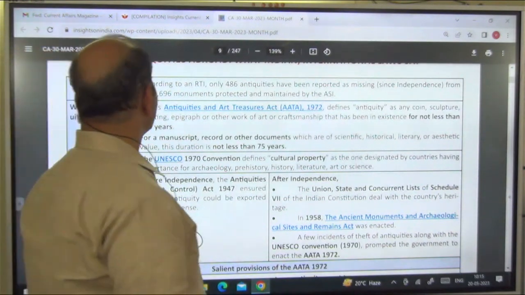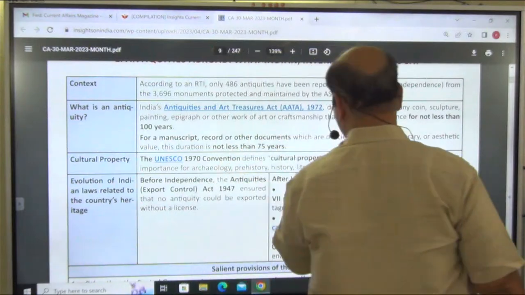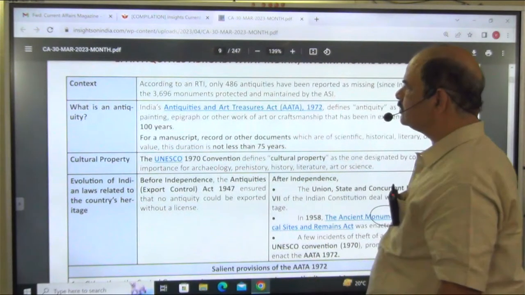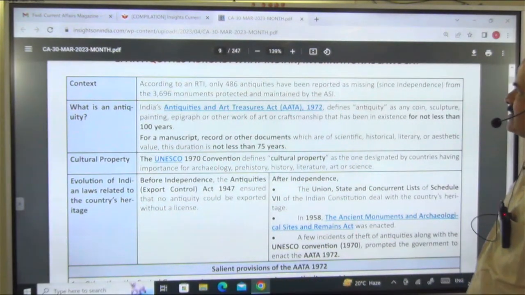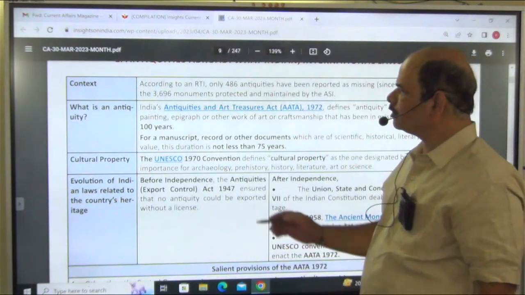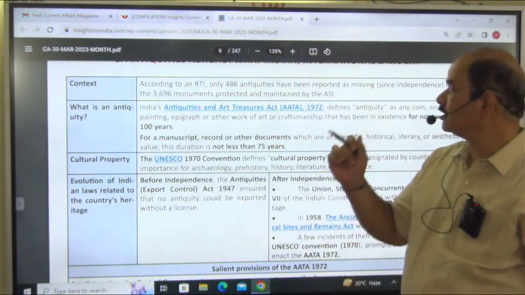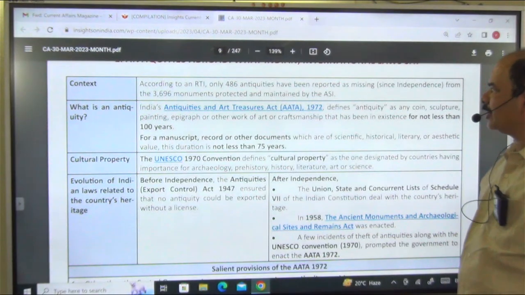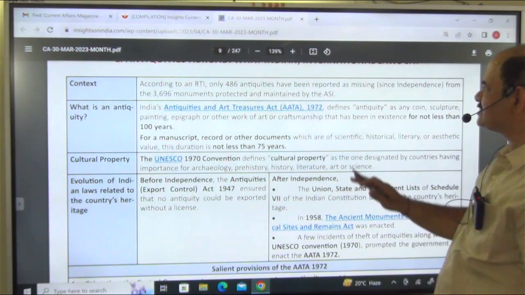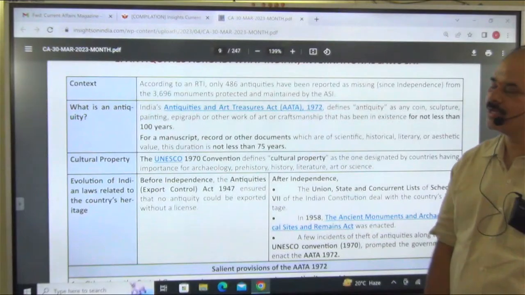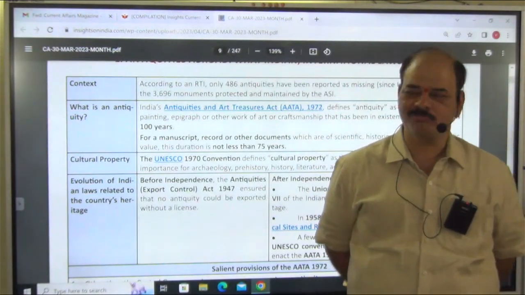Yeah. So a few topics about the heritage and culture. According to the Right to Information Act, 486 antiquities have been reported as missing. Do you know what is meant by antique?